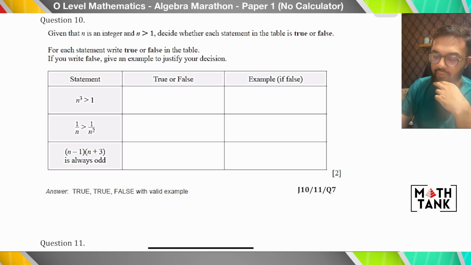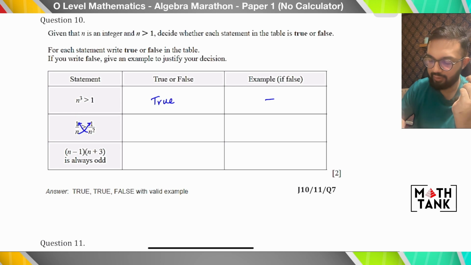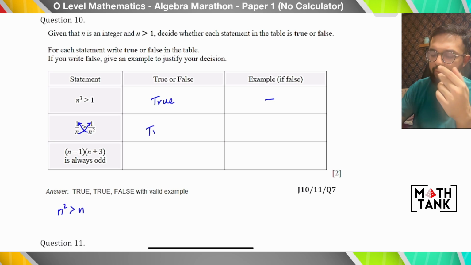Okay, so if n is greater than 1, the cube of that number will obviously be greater than 1. When negative numbers are cubed, they give you negative numbers, so this is true. There's no need to give an explanation for this. Okay, 1 over n is greater than n squared. The simple thing that I could do here is cross multiply this, because they're positive numbers. I could say that then n squared is greater than n. Would that be true? Yes, obviously that would be true, because if I take a number greater than 1 and square it, it's definitely going to be greater than the original number that I have.